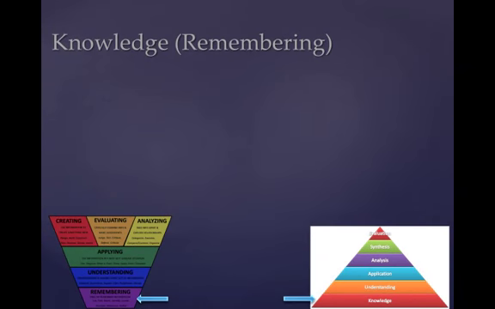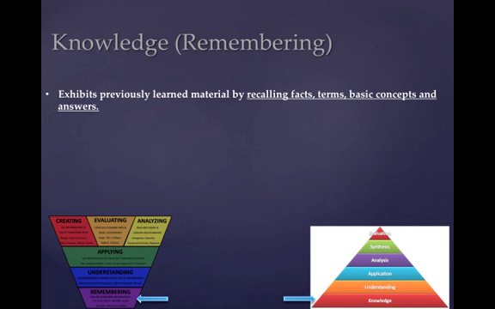Okay. All right. So let's apply this concept to human geography. Okay. So knowledge exhibits previously learned material by recalling facts, terms, basic concepts, and answers. So for example, what are Ravenstein's laws of migration? If you can list them, then you have met the knowledge level requirement. I know what they are.